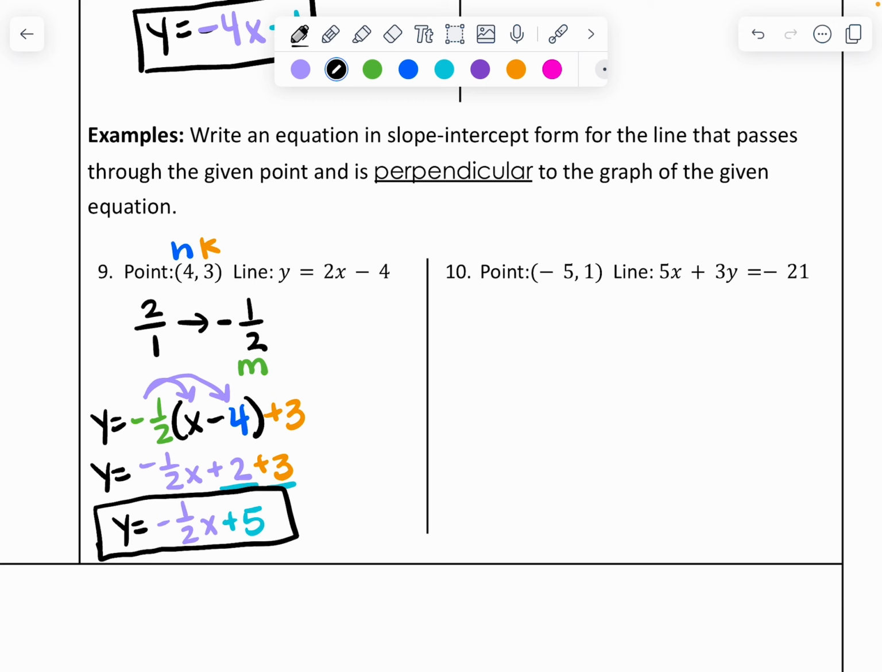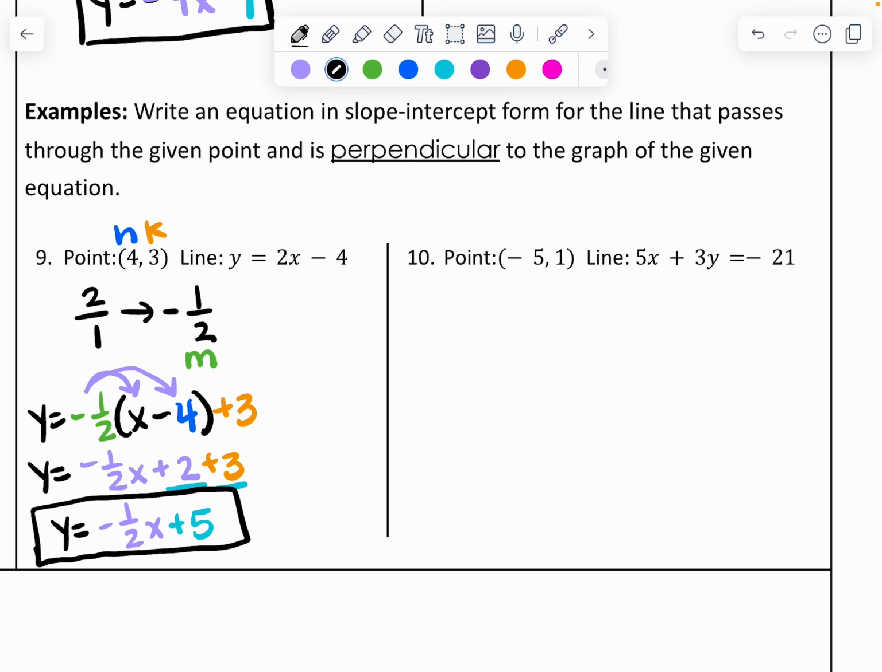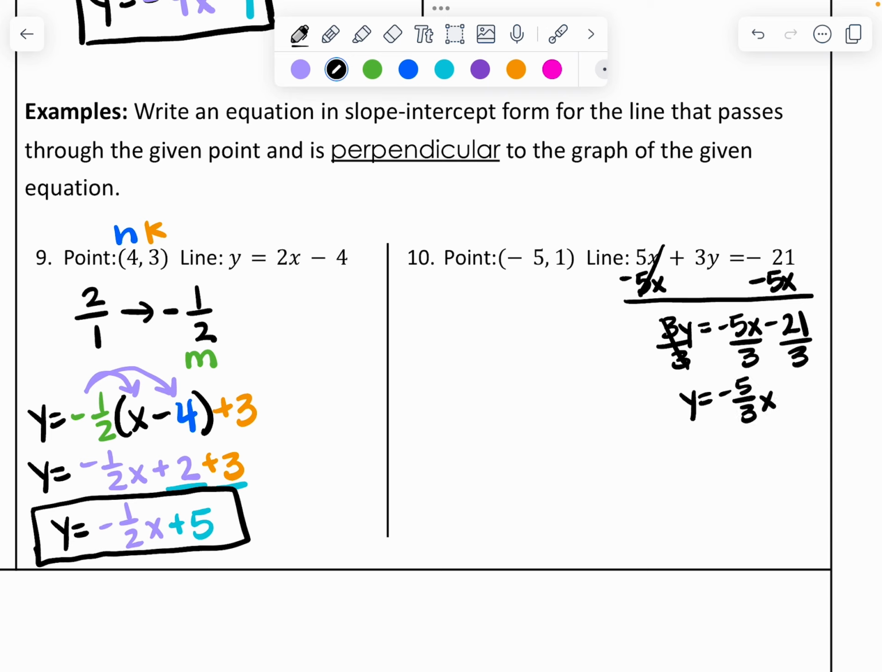Last example of the day. We're given the point. We're given the line 5x plus 3y equals negative 21, and we want to write the equation of a line that is perpendicular to that line and goes through that point. Let's find the slope. Subtract 5x. Divide by 3. So the slope of this line is negative 5 over 3, and we want a line that is perpendicular.